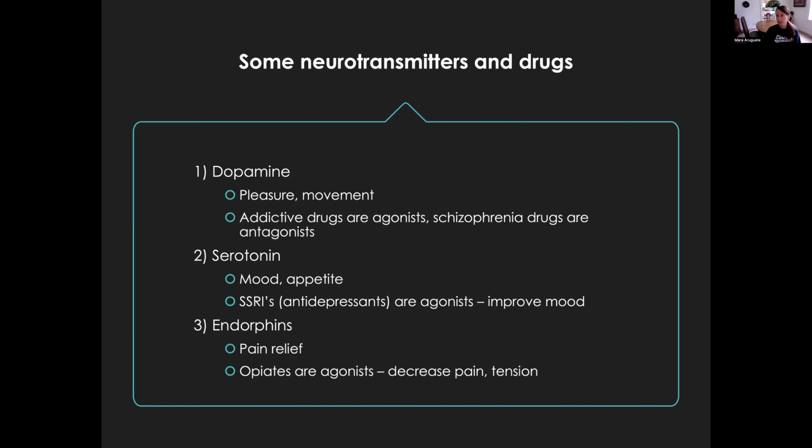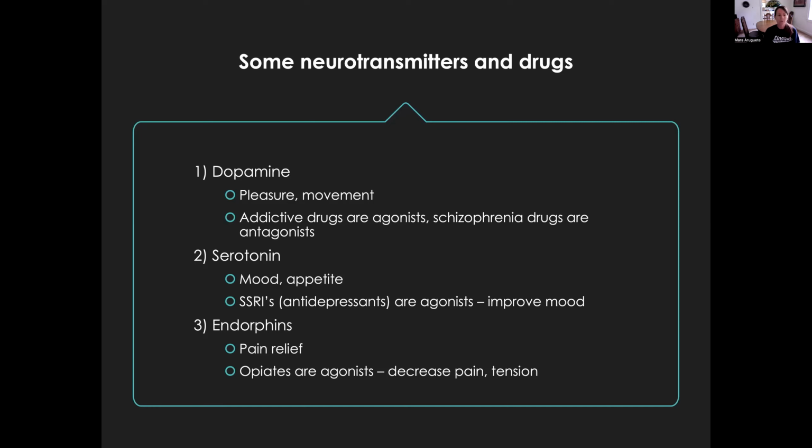Serotonin is our next neurotransmitter, and serotonin is involved in mood, and it's also involved in appetite. Some very, very common antidepressant drugs are called the SSRIs, or selective serotonin reuptake inhibitors. Those are agonists, meaning that they increase the available amount of serotonin, and they tend to improve our mood. They tend to make us feel a little bit happier, a little less depressed.